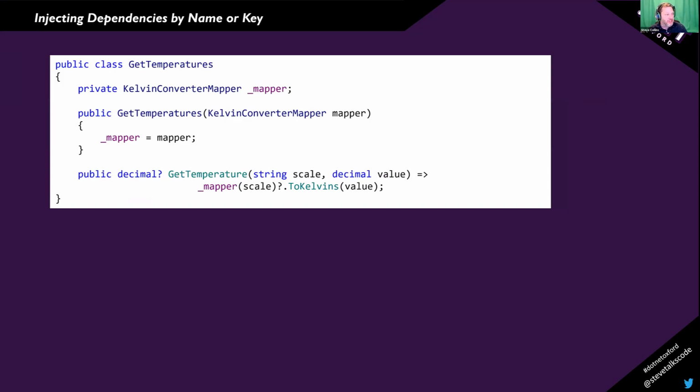So now we've got our consumer, which is a class GetTemperatures. It takes in our Kelvin mapper converter, which is our delegate. And then all it has to do is it's got a method where it takes in a scale and a decimal value. It goes to our mapper, passes in the scale, which will be our K, F, C, etc., which will go and get the instance, and can call the ToKelvins, passing in our decimal value. So that replicates our function signature. And that way, our consuming class has no knowledge about the container. It hasn't got it. All it needs to know is I pass in some string character. It will give me back the right mapper that I can then go and call.